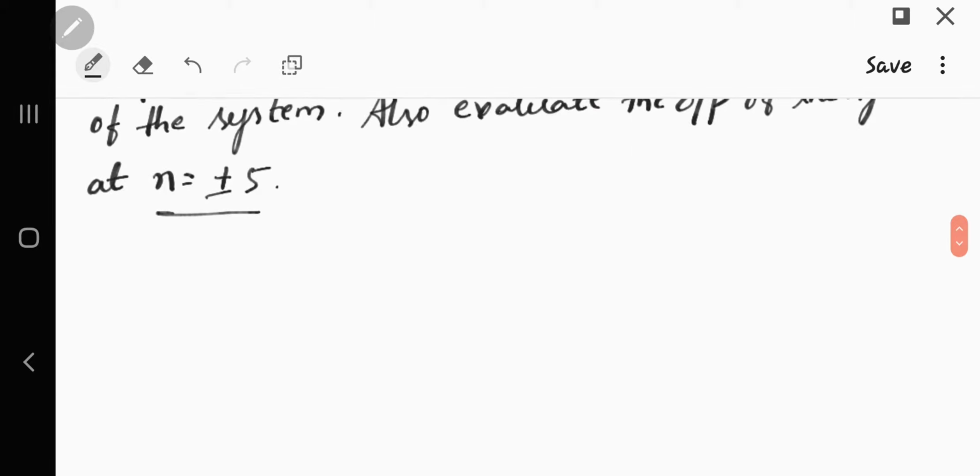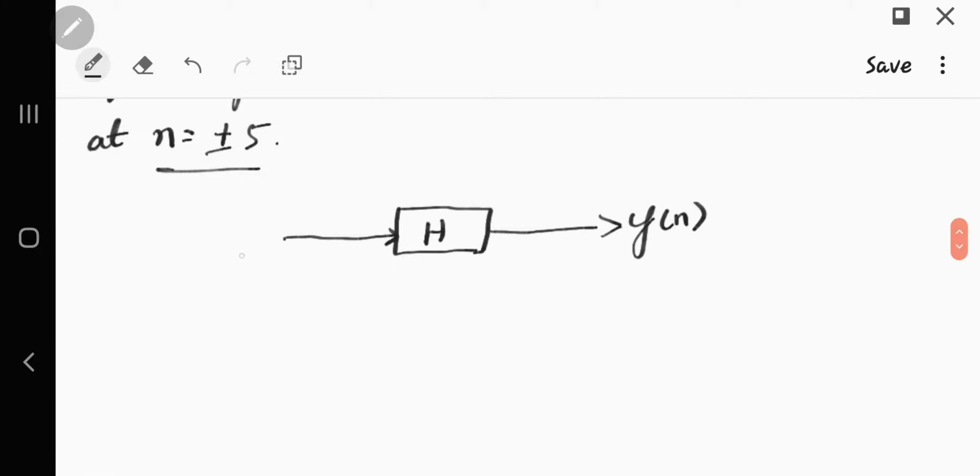Now what is step response? To get that clarified, observe this. We have a system. Consider this box as a system with system operator h. Now to get a step response as an output, your input x of n should be a unit step function, that is u of n. So if you apply a unit step function as an input to a system, then only you will get an output as a step response. Okay. So that is the meaning of it.